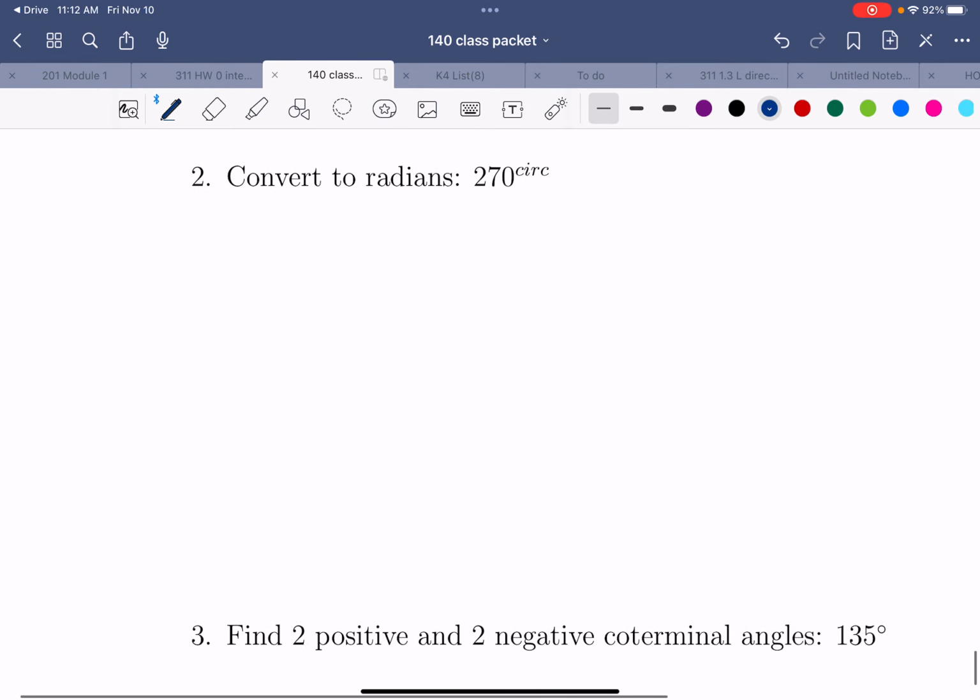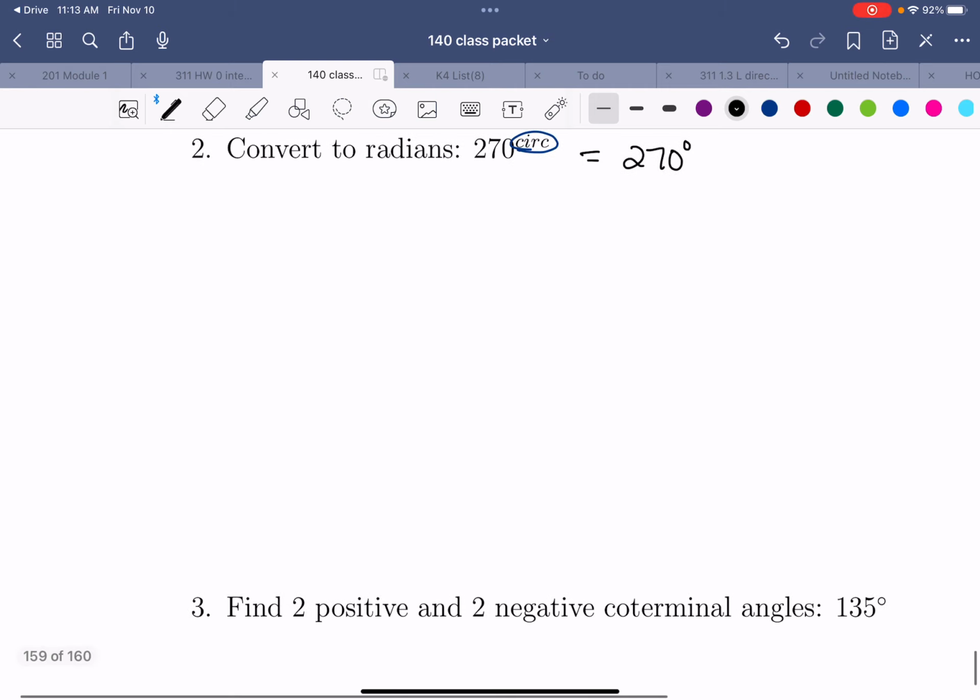Number 2, this time we're going to convert to radians from degrees. By the way, this is a typo for me. This should really say 270 degrees. The way that I create that circle is with a slash CIRC, and I forgot the slash so that it just printed the word instead of the symbol. So I apologize for that one. And we're going to convert that to radians.